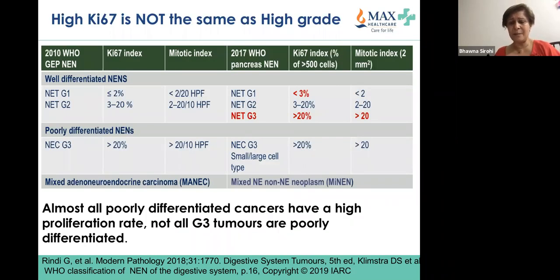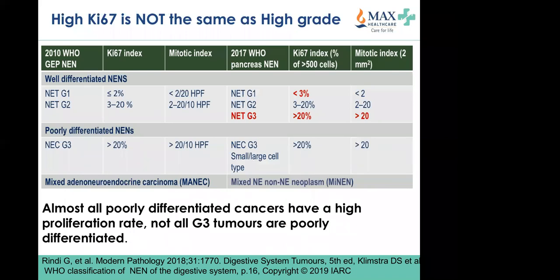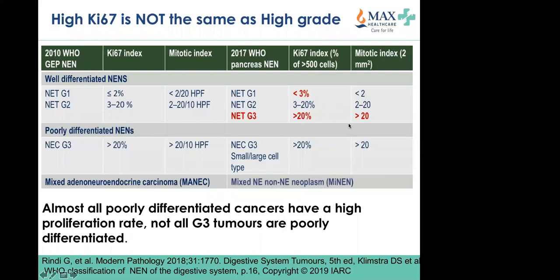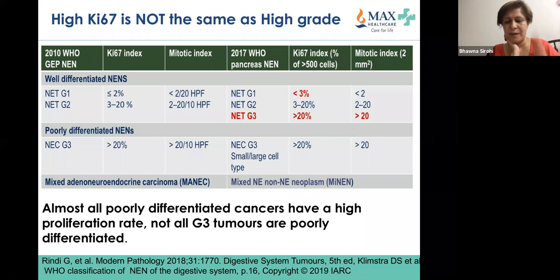Now, this is a very important slide. Now, WHO classification, I have not put the earlier ones on. You have the WHO 2010 classification, and then on the left-hand side, you have the 2017 WHO. So please mute yourself if your microphone is on. So you have the 2017. So now you have well differentiated and poorly differentiated. The first three columns are 2010 and the next three columns are 2017.